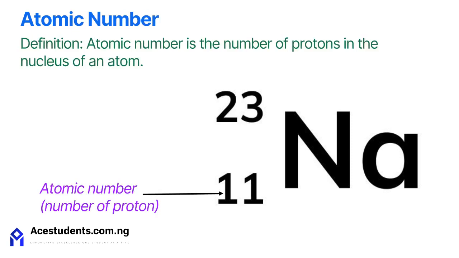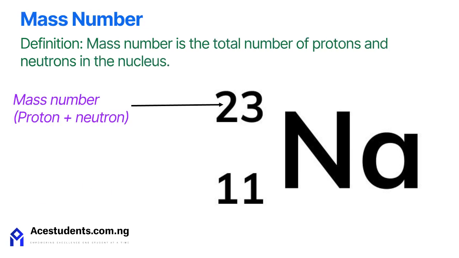The proton number, also called the atomic number, is defined as the number of protons in the nucleus of an atom. For example, sodium has 11 protons, so its atomic number is 11. Exam tip: the atomic number is unique to each element and determines the element's identity.